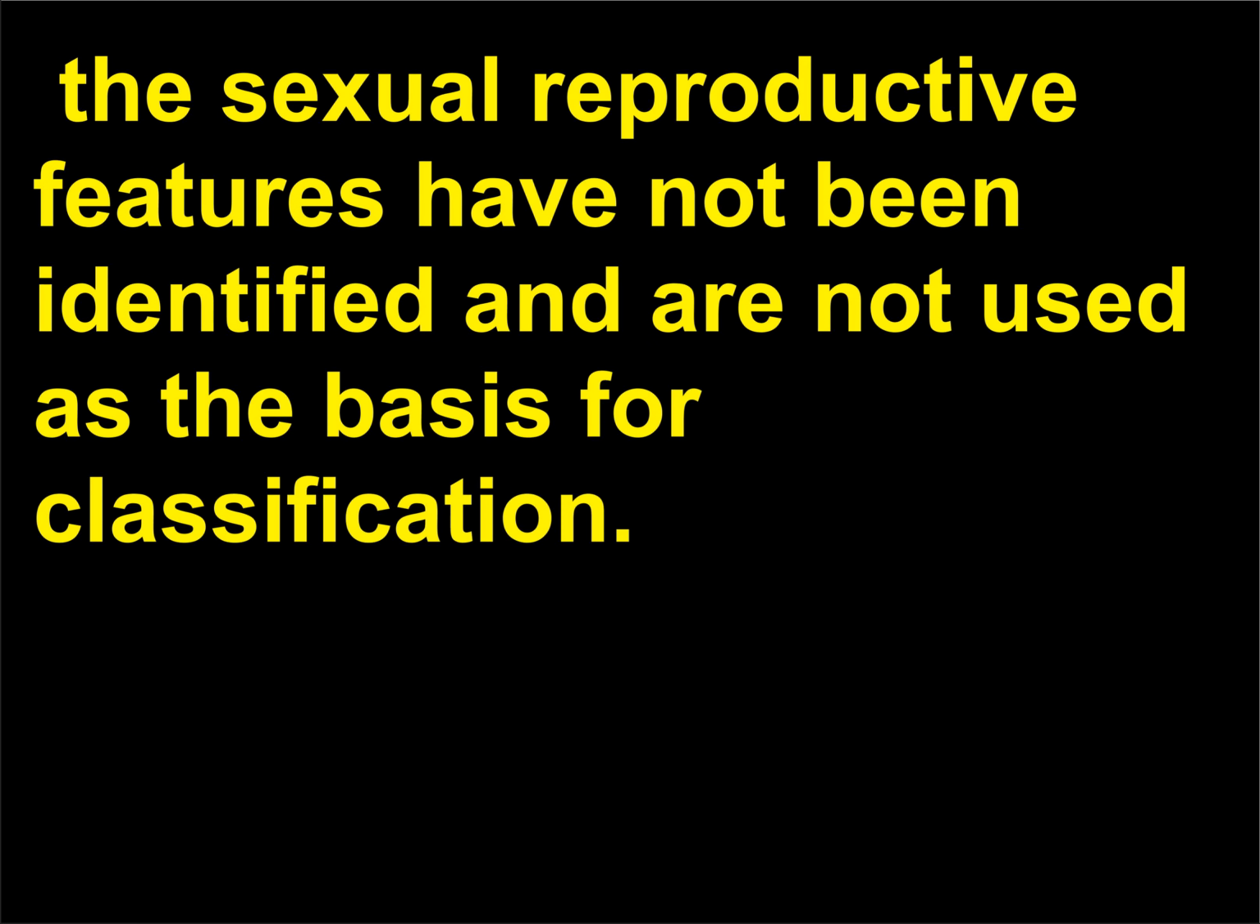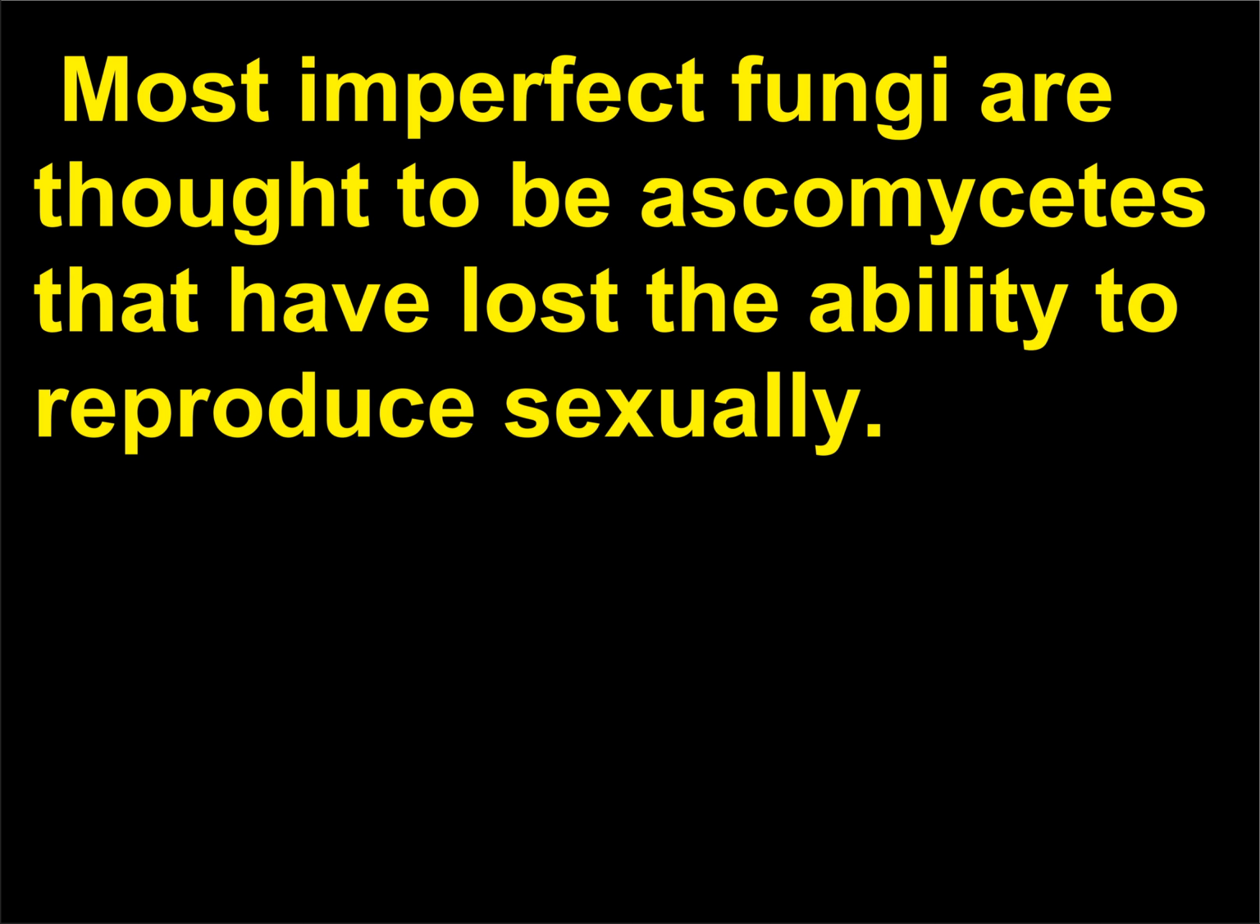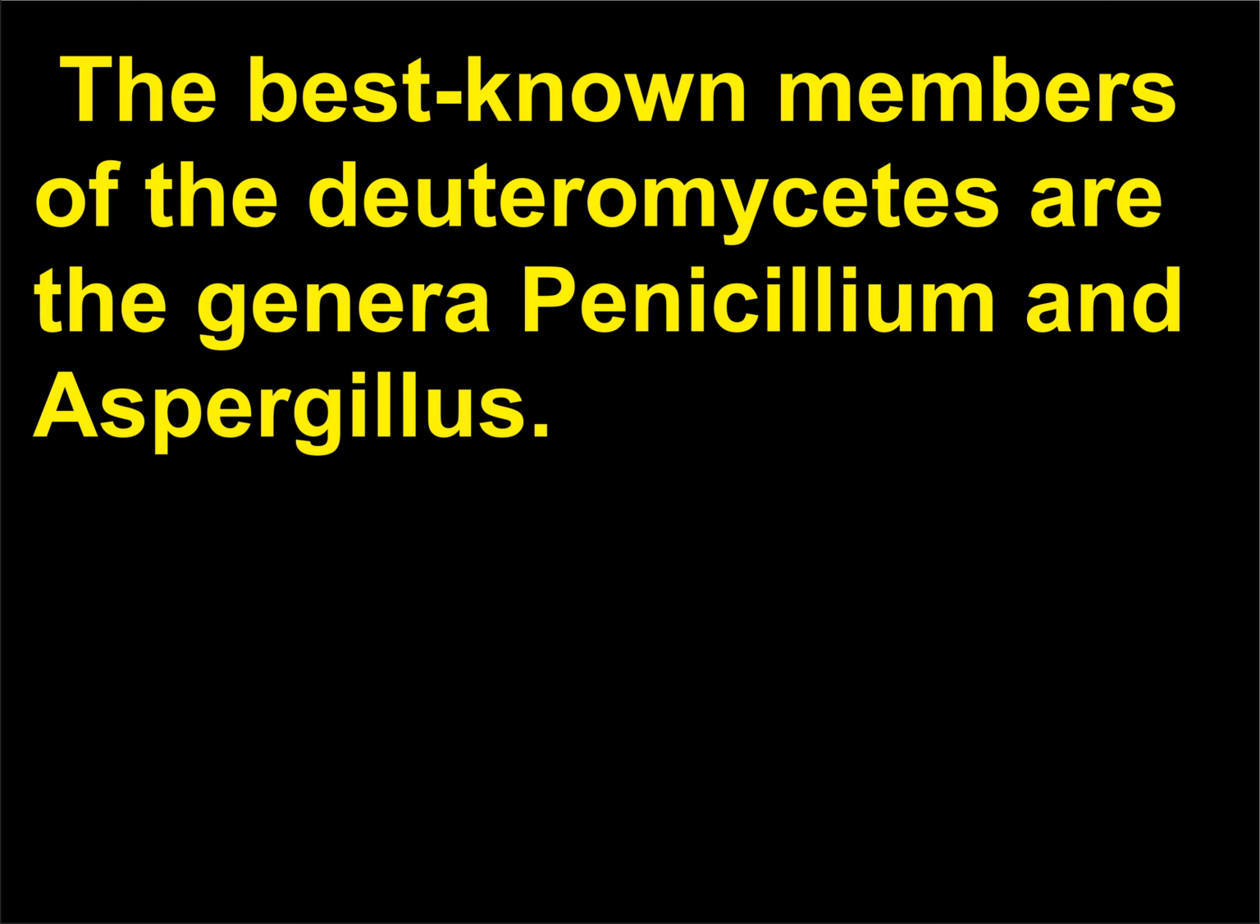The sexual reproductive features have not been identified and are not used as the basis for classification. In this group, sexual reproduction has not been observed. Most imperfect fungi are thought to be ascomycetes that have lost the ability to reproduce sexually. The best known members of the deuteromycetes are the genera Penicillium and Aspergillus.